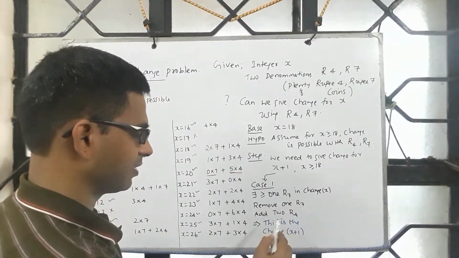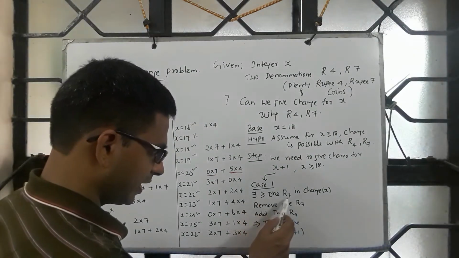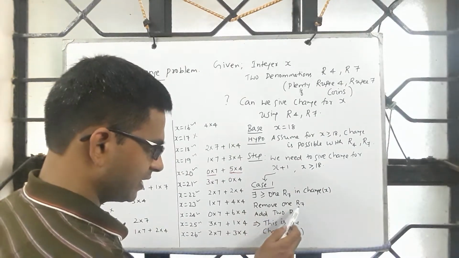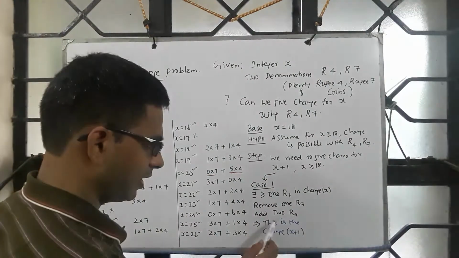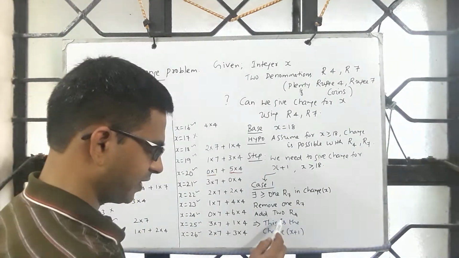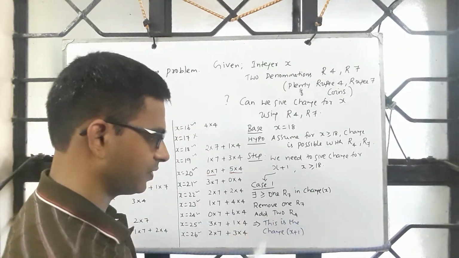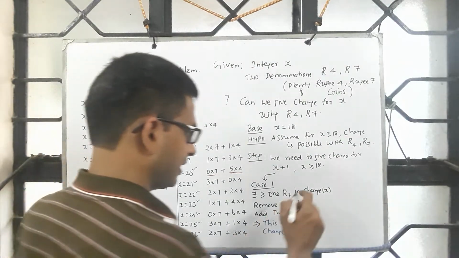Now I am asking, case 1, if it contains at least one R7, you remove that 7 and in place of 7 you add 2 4 rupee coins. So which means 7 plus 1, 8 you have added. That's precisely the change for x plus 1. Fine. What is the other case?